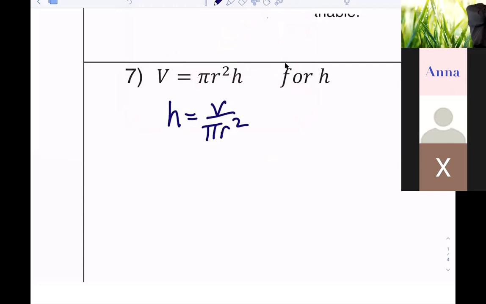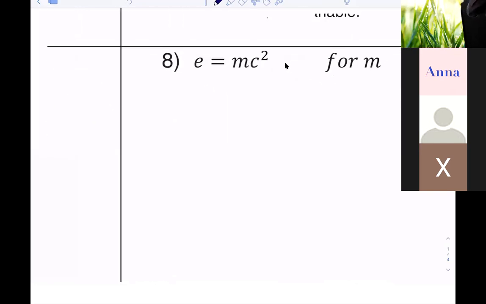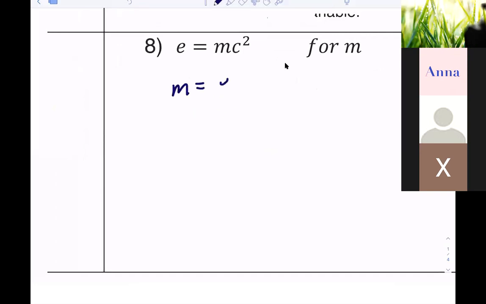Now, number 8. Miss Bailey is going to tell me the answer. Everybody write something down. Everybody's writing something down for number 8. And now, Miss Bailey is going to tell me the answer. And Xavier, you better be ready for the next one. So hold on. Let me slide it over. All right. What do we got? Wow. M equals E over C squared.